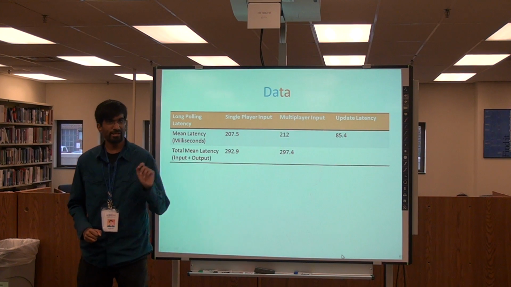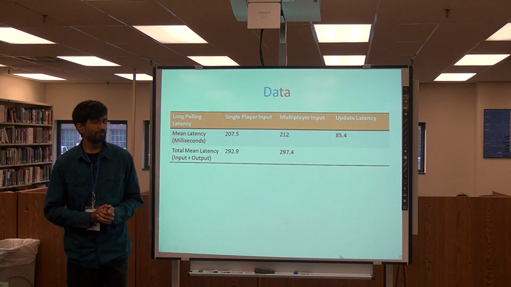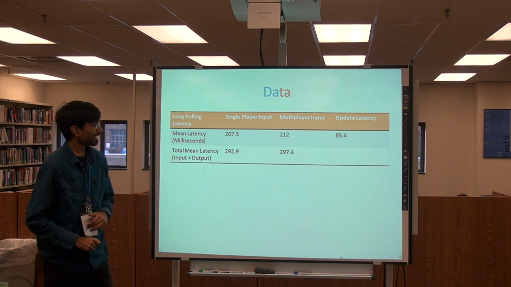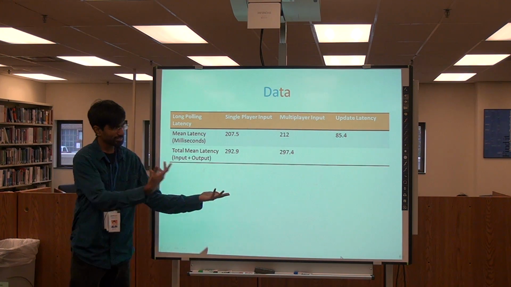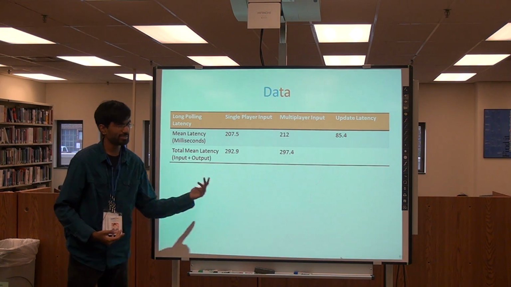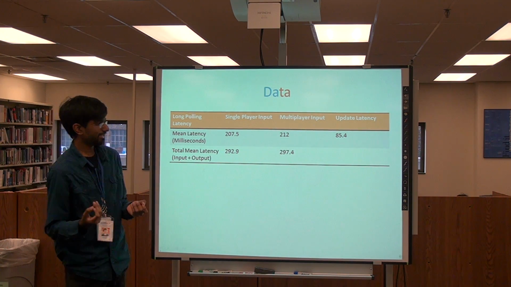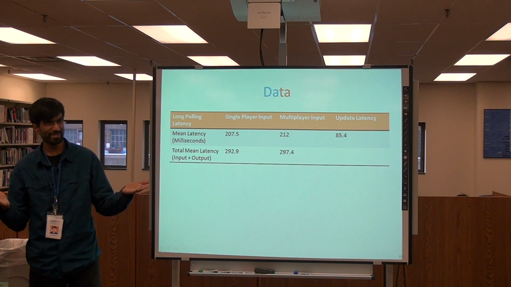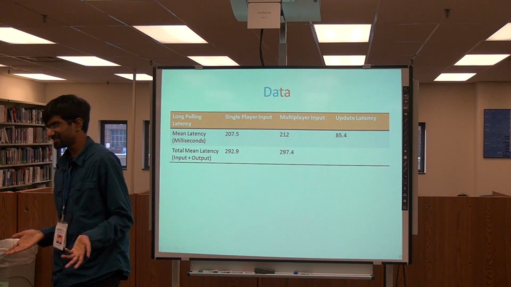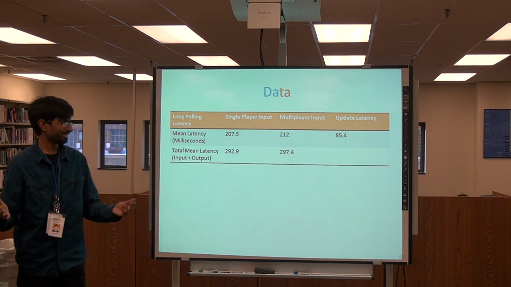But right now, we have our long polling method. We've collected our data on long polling. And as you can see, we have a total mean latency of 300 milliseconds. That's 0.3 seconds of latency with long polling. Every 10 seconds you're playing the game, you're lagging for 3 seconds. That's unacceptable in a game.